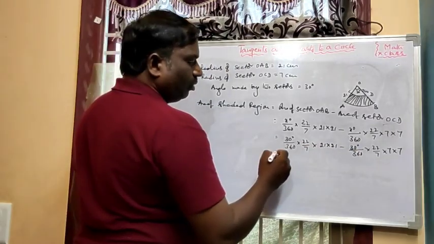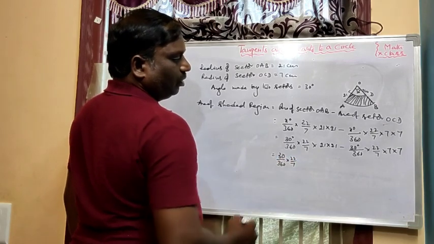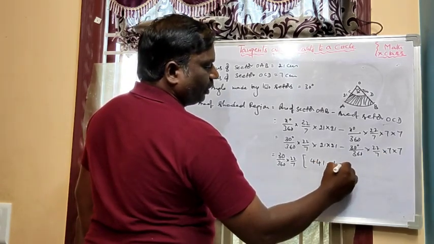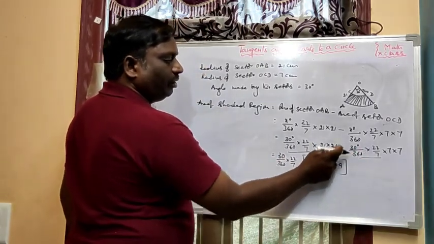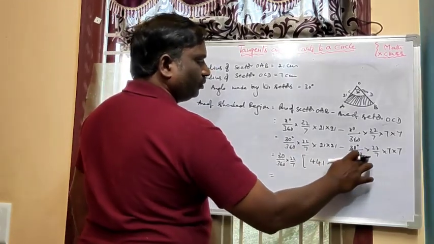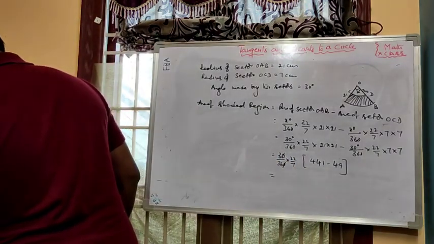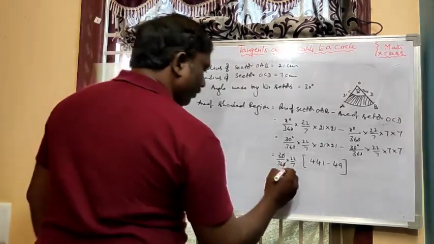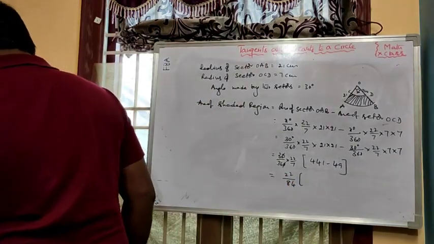So from these two values, what is the common value? 30 by 360 into 22 by 7 is common, and the remaining value is 441 minus 7 7s are 49. This total value I am taking common, the remaining value: 21 21s are 441, 7 7s are 49. If you do the simplification of this value, finally you will get 1 by 12 into 22 by 7, that is 22 by 84, 22 by 84 into 441 minus 49, that is 392.